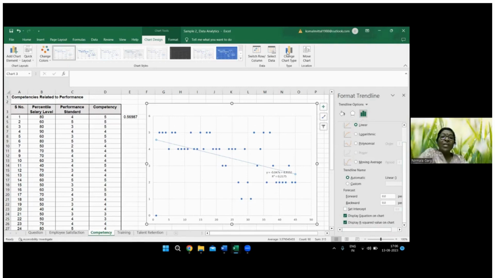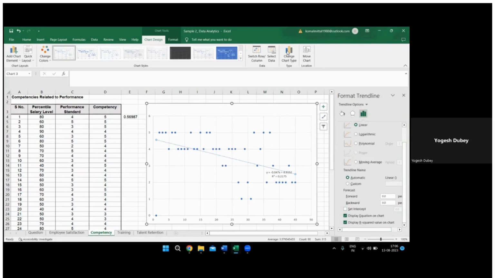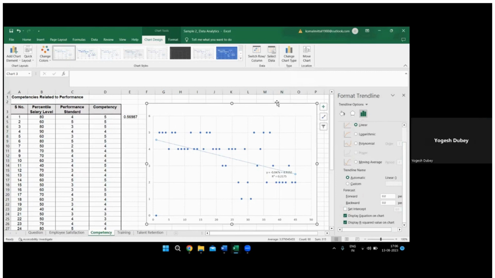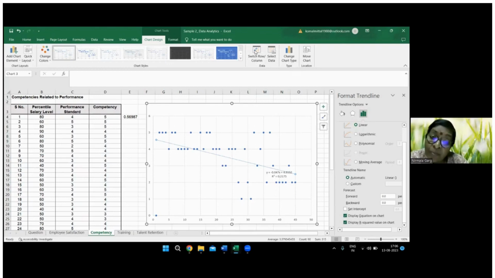So the correlation is 0.56, which is positive. What can you interpret? What is the interpretation you can have? There is a strong link between competency and performance standard. That means, in a positive way, competency causes high performance. So therefore, you will want to increase competency. If you want to increase competency, what will you do? Increase the number of training programs for those specific competencies. You getting me now? Yes. Okay. Can we go to the next one, training?